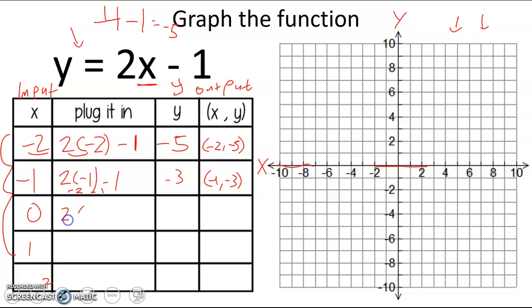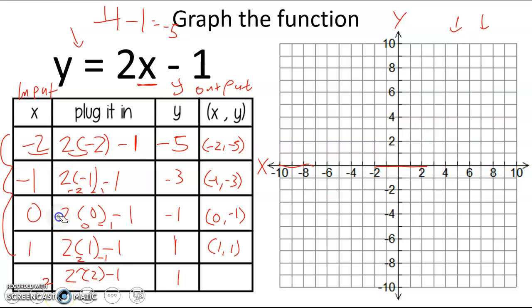Then same process for the 0. 2 times 0 minus 1. 2 times 0 is 0. 0 minus 1 is -1. That's going to be my ordered pair. First number is the x, which is 0 over here on this side, and then the -1 right here. All right, and then I'll quickly go through the rest of them. 2 times 1 is 2, 2 minus 1 turns into 1. Ordered pair is going to be (1, 1), and then last over here you have 2, plug in the 2: 2 times 2 is 4. 4 minus 1 is 3, okay?